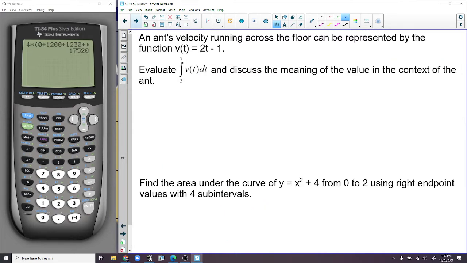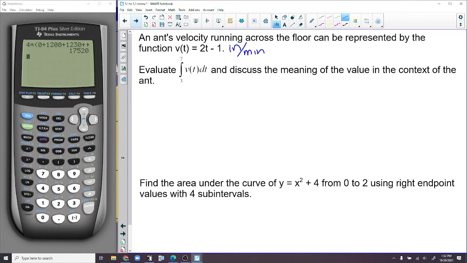Very similar problem. An ant's velocity running across the floor can be represented by the velocity. Let's go in inches, so velocity in inches per minute or second or whatever. Maybe we could even do seconds for an ant, they can travel pretty quick. We'll leave it as minutes. Evaluate the integral from 3 to 7 and discuss the meaning of the value in the context of the ant.